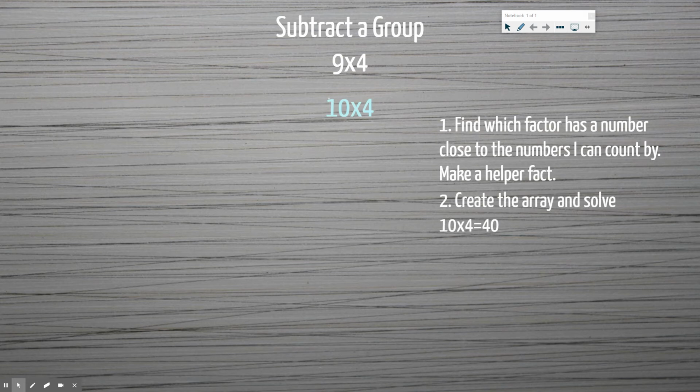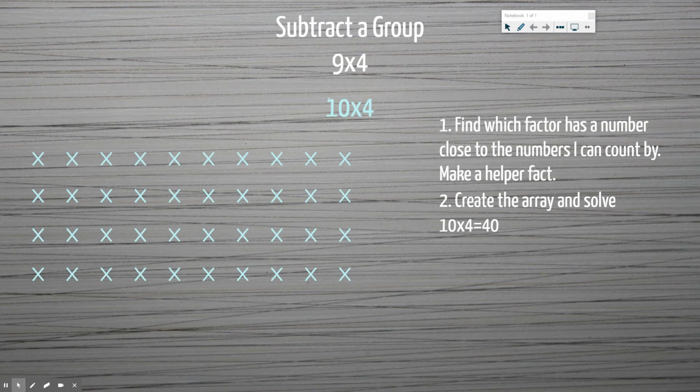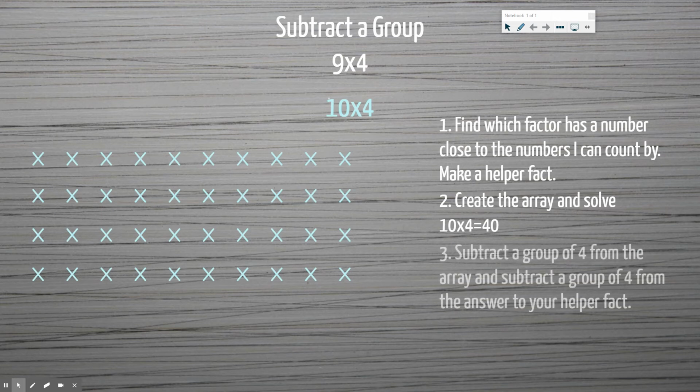So I can create the array and solve 10 times 4 equals 40. And then because I don't need 10 groups of 4, I'm going to subtract a group of 4 from the array. And I'm going to get the answer to my original problem, 9 times 4. So I get rid of that group of 4, one group of 4, and I'm left with 9 groups of 4. 40 minus 4 equals 36.